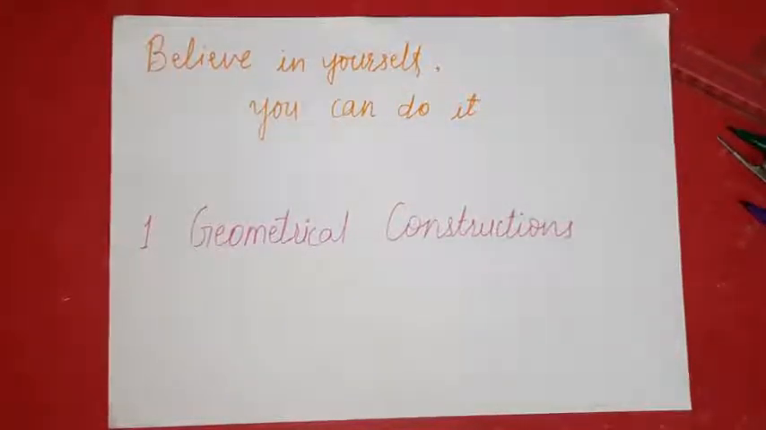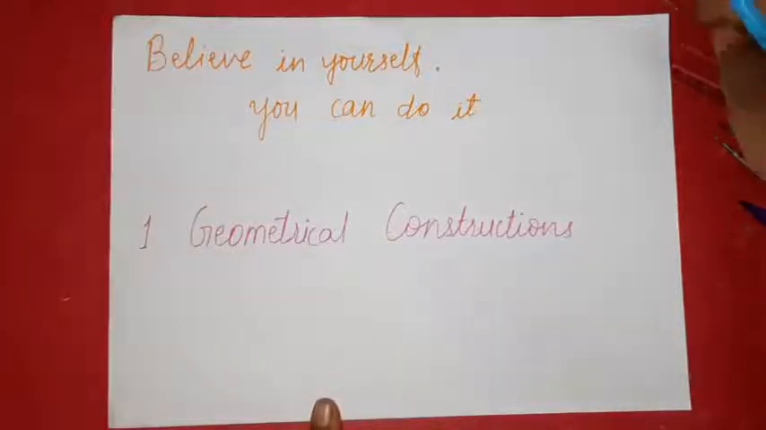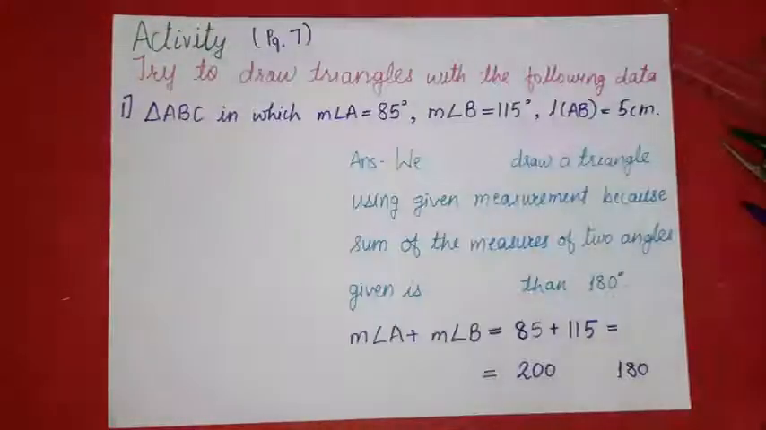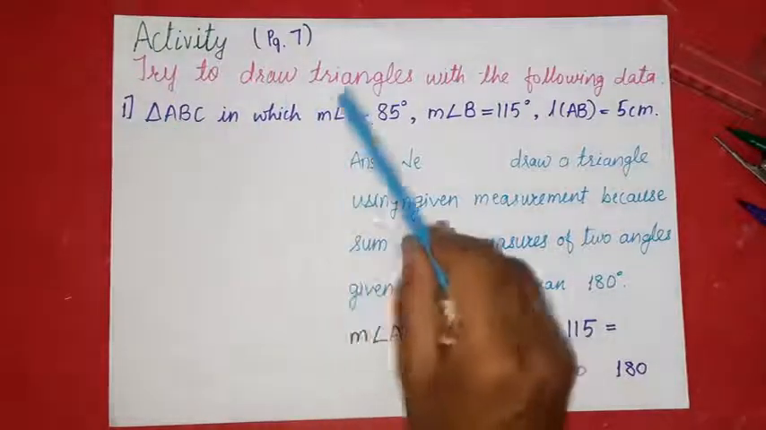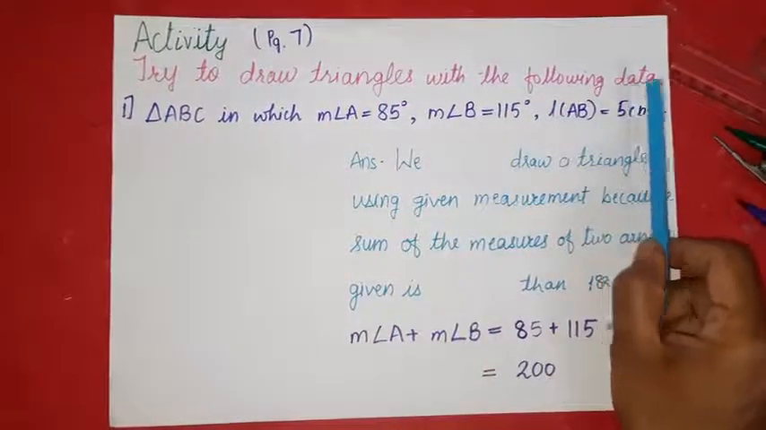Now let us continue with the first chapter, geometrical constructions. So children, get ready with your textbook, notebook and geometry box. Today we will start with the activity given on page number 7. Here you have to try to draw triangles with the following data.